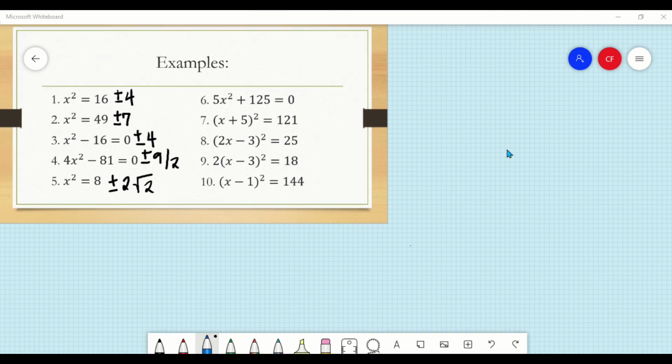So, ayun lang po yung ituturo ko this time. So, next video, ituturo ko naman po yung isa pang method. Okay? Which is factoring. Okay?